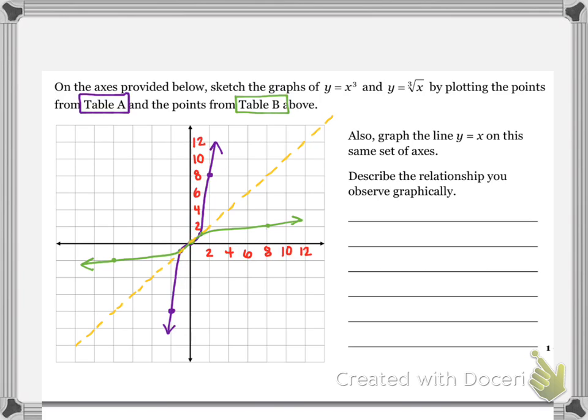So it wants you to describe the relationship you observe graphically. So what do you notice? Well, I notice that both functions reflect onto each other over the line that we wrote, y equals x. So if I took the purple line and I reflected it over y equals x, it would be on this part of the green line. And that goes for every other part of the two functions that we graphed.